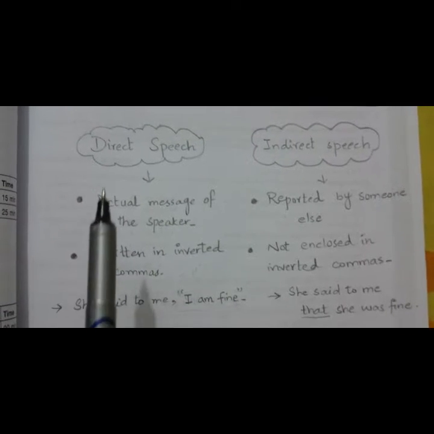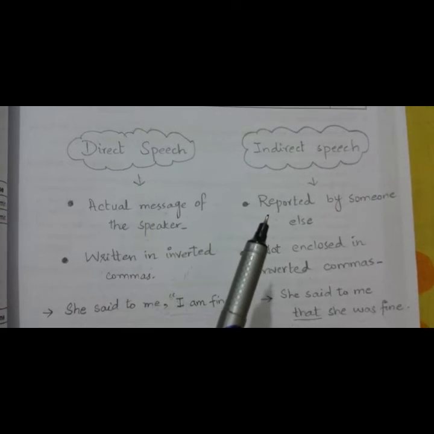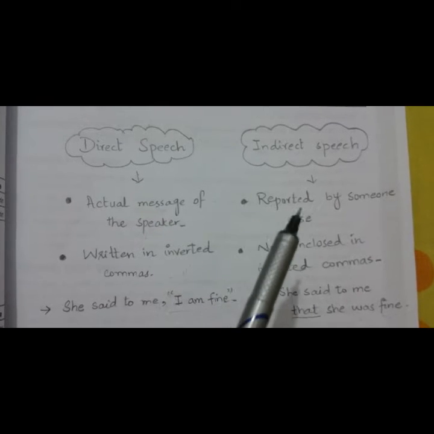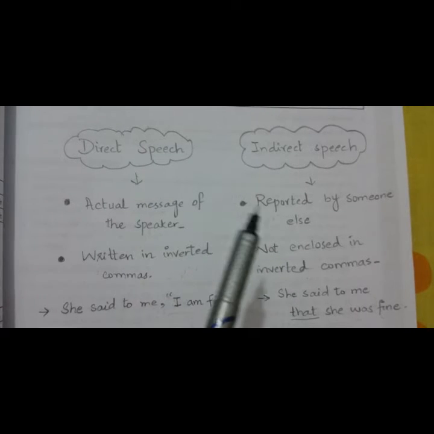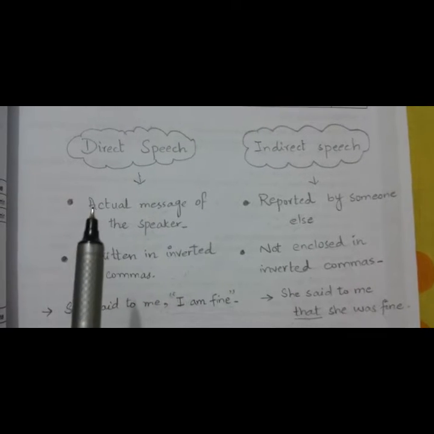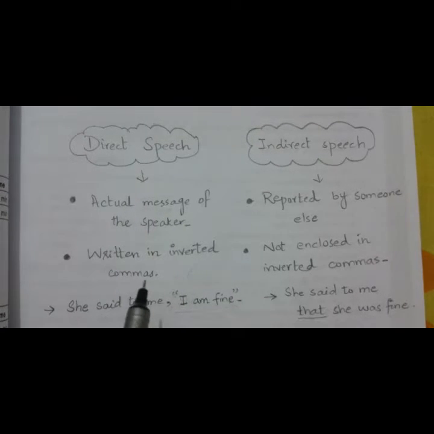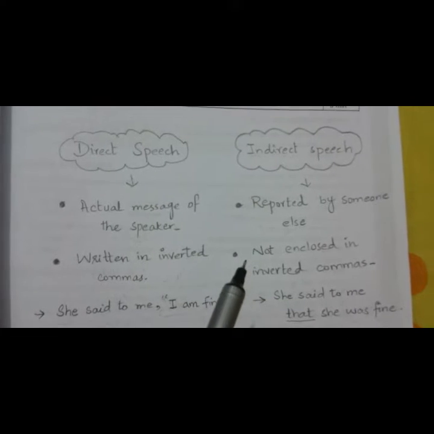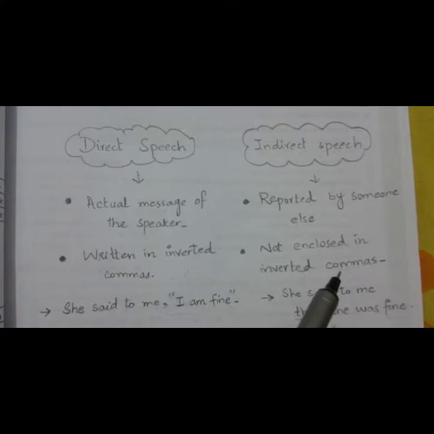As we have learned before, direct speech is the actual message of the speaker, while indirect speech is the message reported or said by someone else. It's not a direct message, it's something that has been said indirectly. Direct speech is always written in inverted commas, while indirect speech is never enclosed in inverted commas.